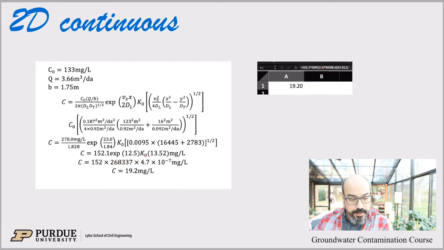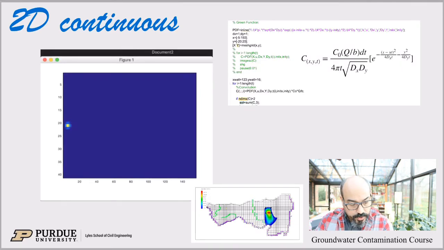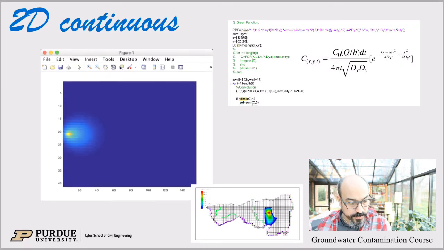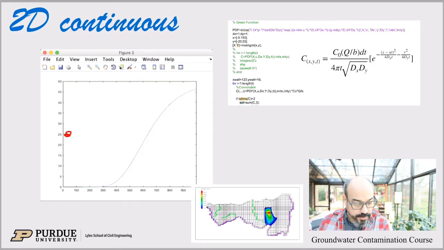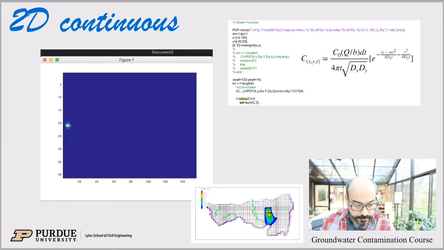Now, finally, I'm just going to show you this done in Matlab, because in Excel it's not very convenient or easy to do. You can see here the constant source, and then the plume over time. Understand the steady state solution; you can almost see it. That would be the concentration in a well somewhere.